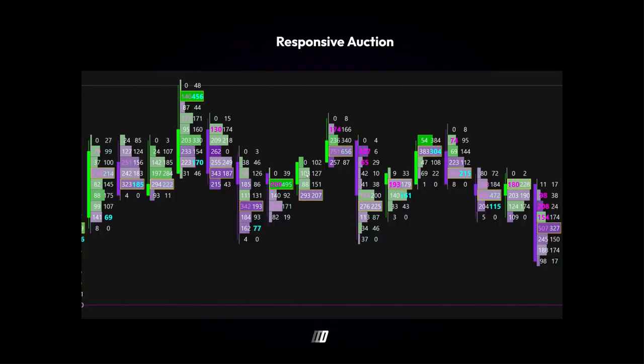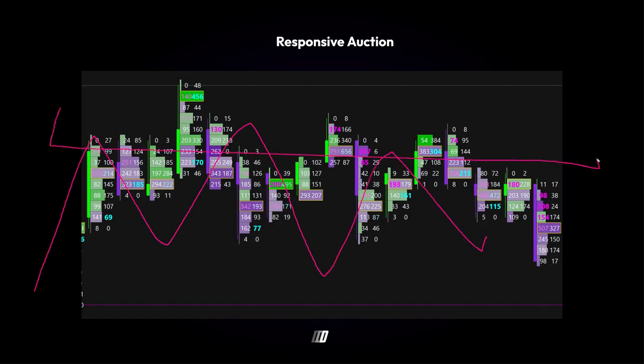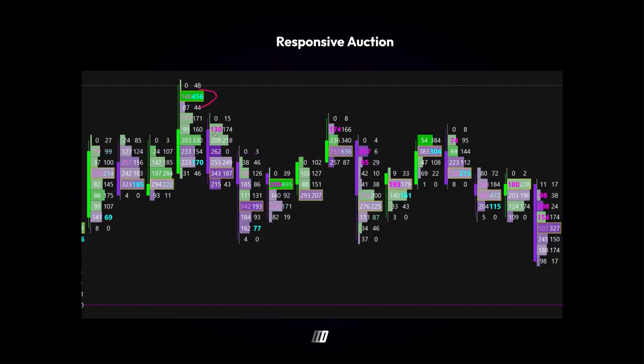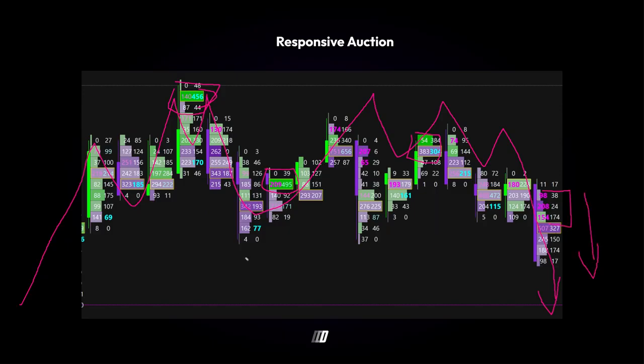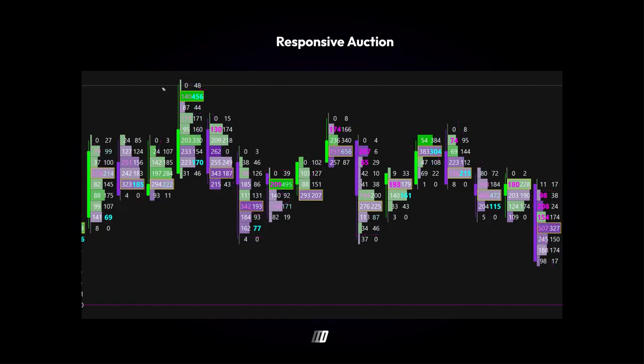A responsive auction, which is kind of the opposite, will tend to look something like this. You will tend to see, during the ranging phase in the upper ends, buyers being absorbed. So you'll see a lot of greens at the tops. Especially if you're in this situation and you expect this, and right after, big imbalances and initiation coming as soon as we break through. So you want to see typically some phases of absorption at the top.